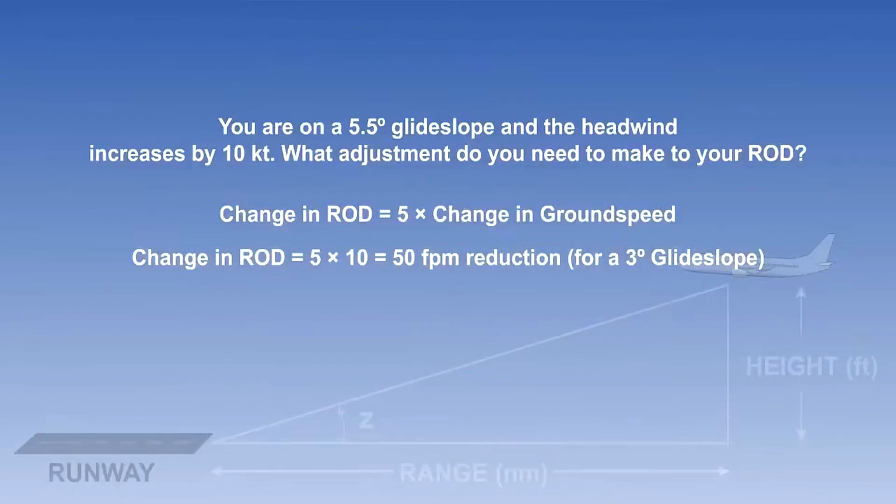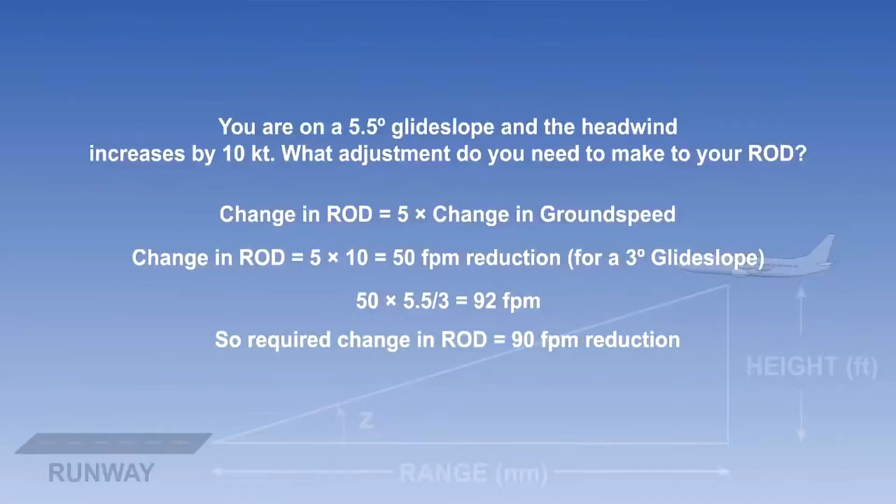However, we have a 5.5-degree glide slope. So, we have to multiply by 5.5 and divide by 3. This gives a required rate of descent reduction of about 90 feet per minute.